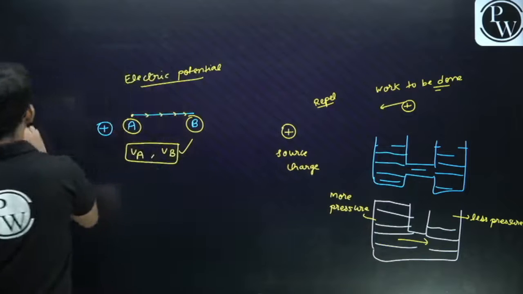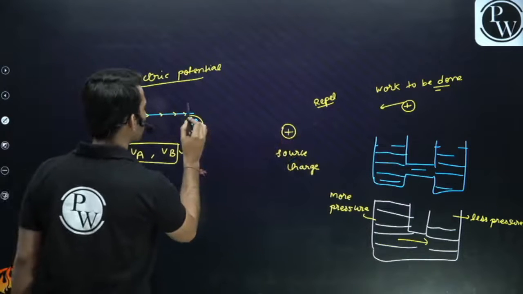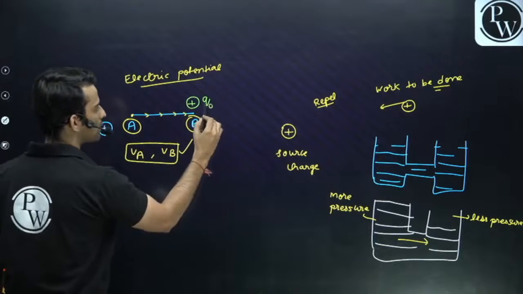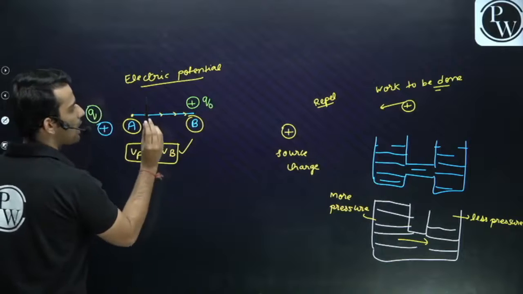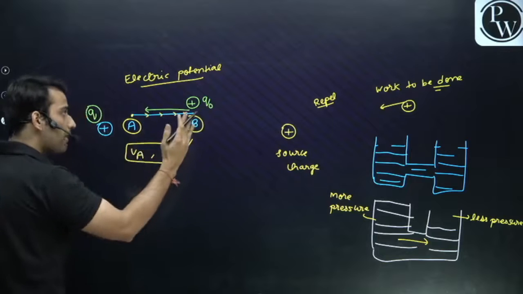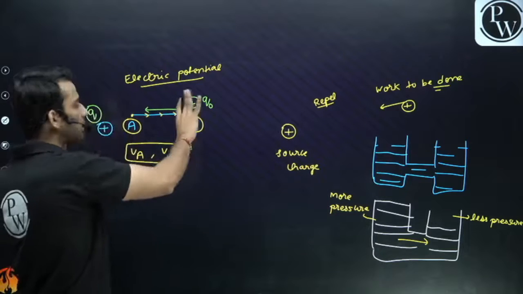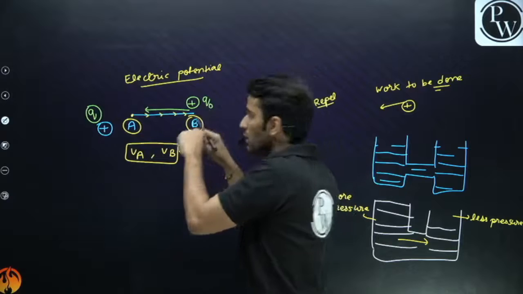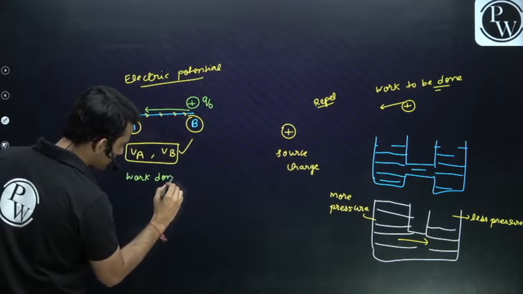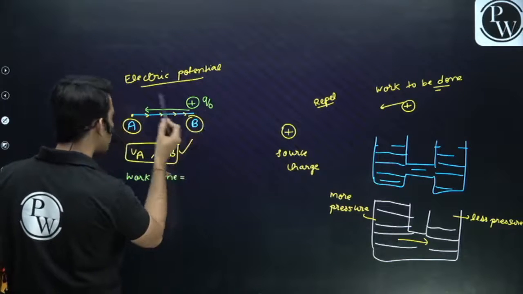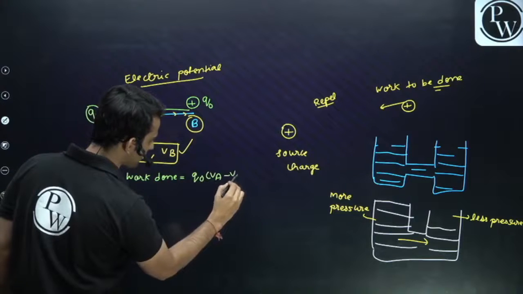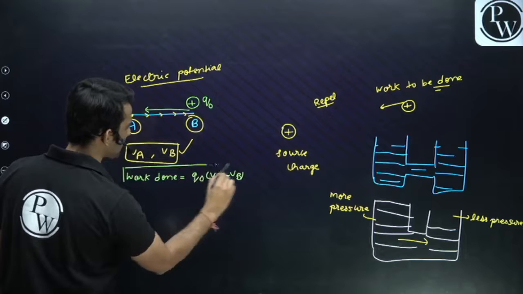So guys, considering the same case, if I want to bring another positive charge, let's say this is Q and this is Q naught. Q naught is the charge and Q is the source charge. I want to bring this Q naught from B to A. Some external work has to be done because the charges will repel, so I have to apply some external force. So the work done, or the energy spent, in moving this charge from here to here is nothing but Q naught into the potential difference, VA minus VB.